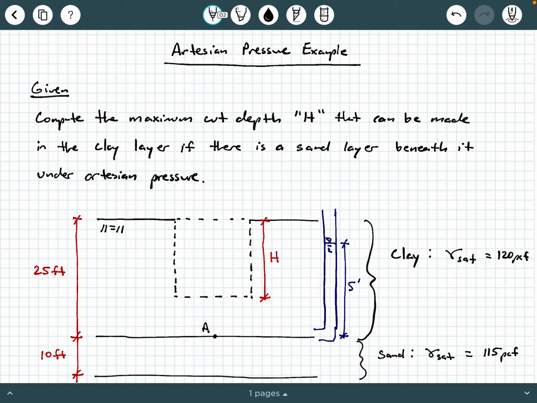Hey everybody, Dr. A here, and in this video we are going to be exploring an example of heave under Artesian pressure in a cut, okay? So let's go ahead and look at the given information.